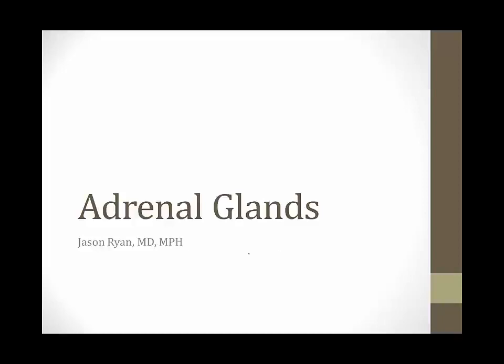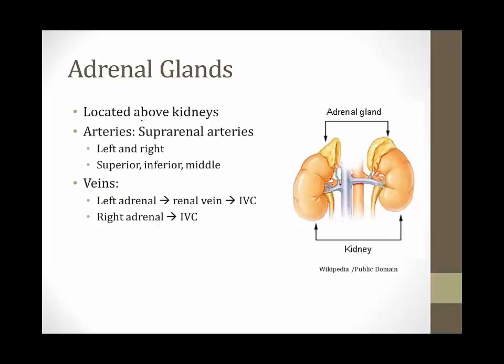Hello everyone and welcome to our module on the adrenal glands. The adrenal glands are endocrine organs located above the kidneys. If you look at this drawing on the screen here, you can see the two adrenal glands, one on top of each kidney. The arterial blood supply to the adrenal glands is via the suprarenal arteries.